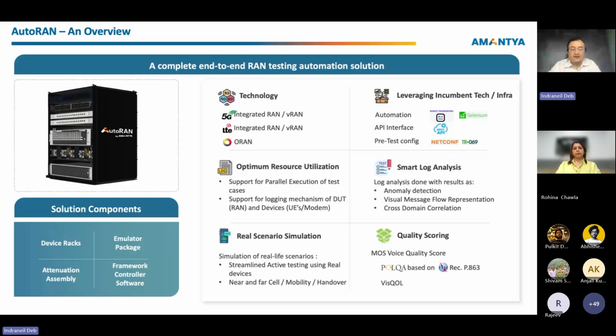There is a provision for you to be able to do parallel execution of test cases. So the entire resources that the AutoRAN system encompasses, you can divide into different test lines, and you can have multiple test cases being executed at the same time on different test lines, thereby allowing multiple teams to use the same set of resources simultaneously.